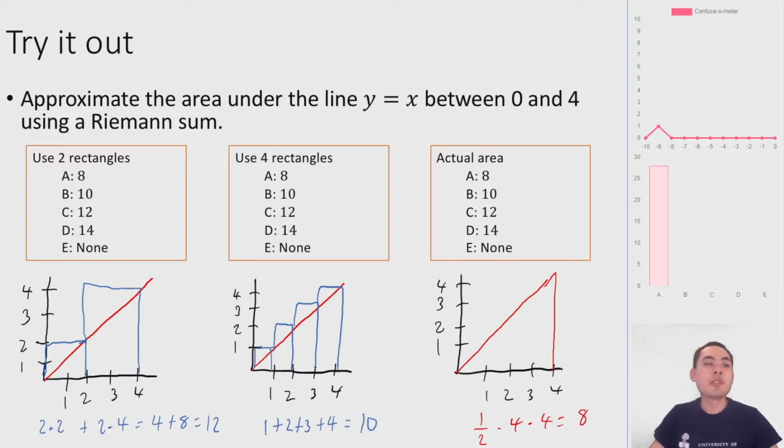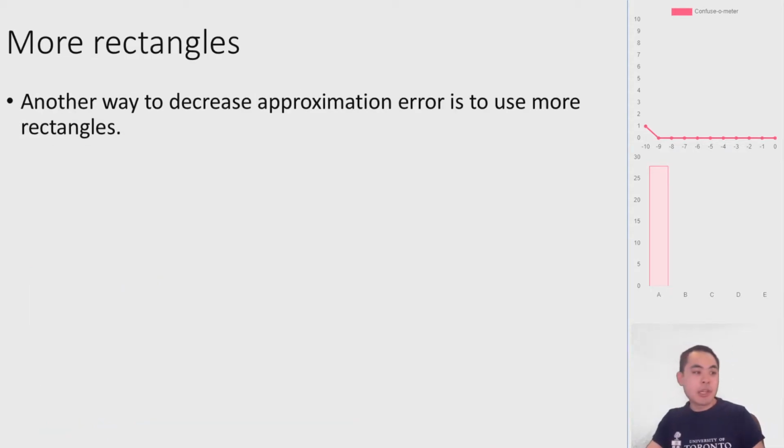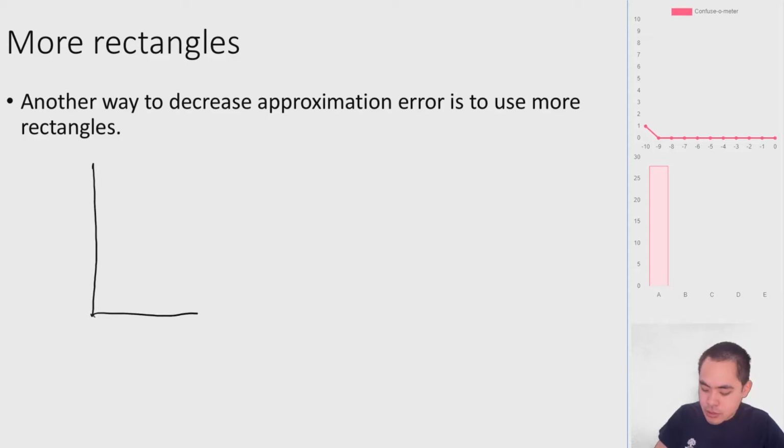So now one of the things you'll notice is that as we have more rectangles, you get closer and closer to the right answer. And so let me write that down. So another way to decrease the approximation error is to use more rectangles. And let me redo that a little bit more generally. So if you have just an arbitrary curve, let me do, say, this one again.